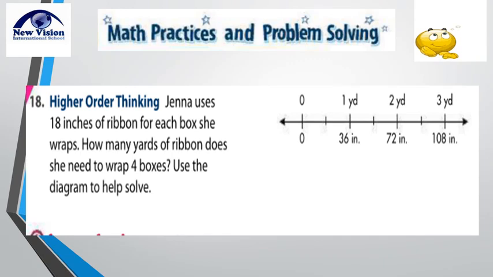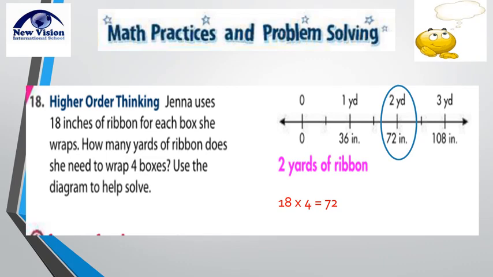Number 18, higher order thinking. Jenna uses 18 inches of ribbon for each box she wraps. How many yards of ribbon does she need to wrap 4 boxes? Use the diagram to help solve. So we have to multiply 18 by 4. 18 times 4 equals 72. Look at the illustration. There are 2 yards in 72 inches. Therefore, 2 yards of ribbon.